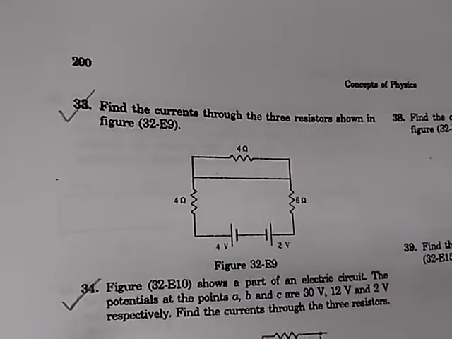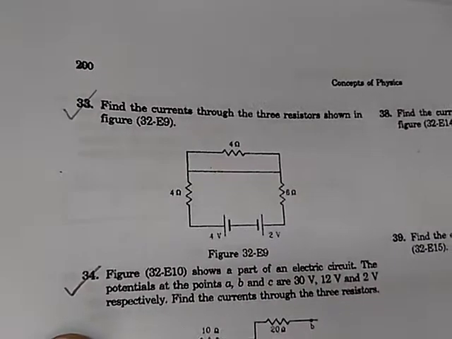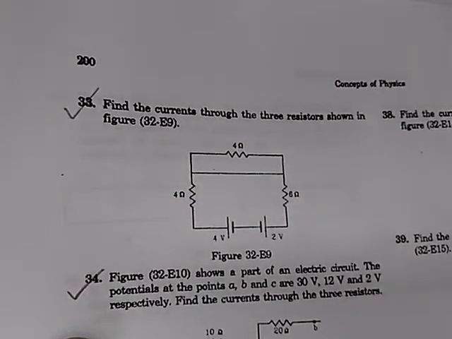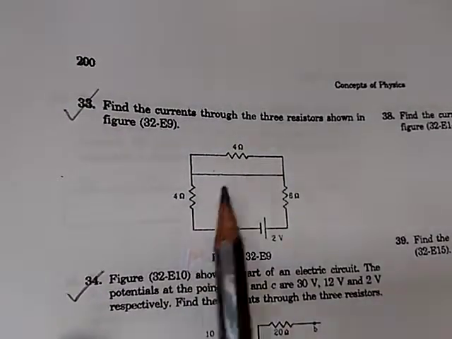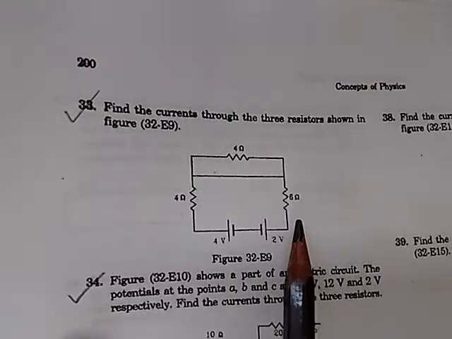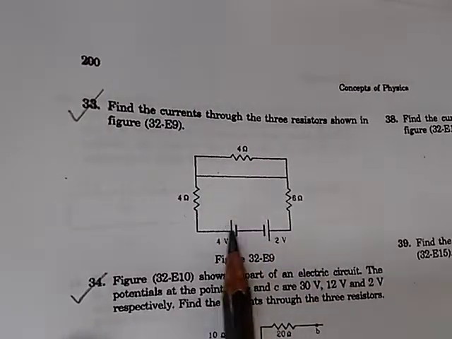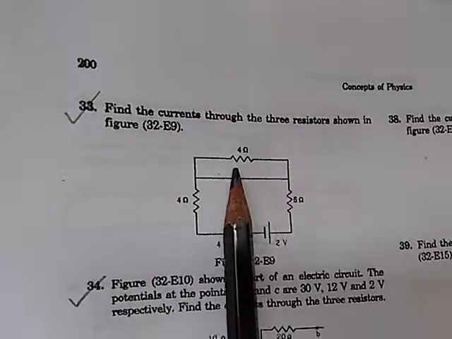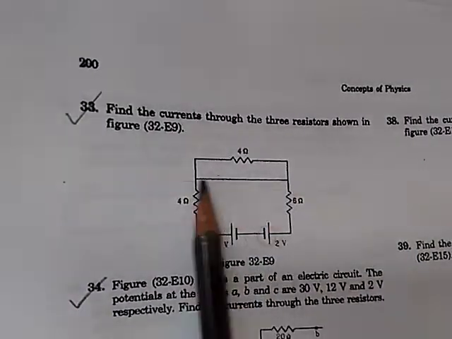Number 33, we need to find out the current in each of these three resistors, 4 ohm, 4 ohm, and then this is 6 ohm. And then we have two batteries, 4 volt and 2 volt, connected in this fashion. The special thing is this wire.